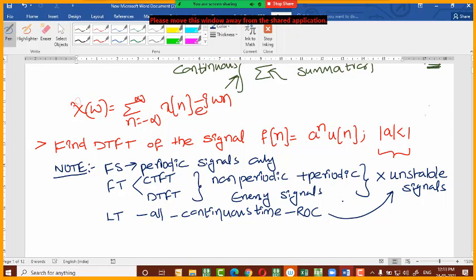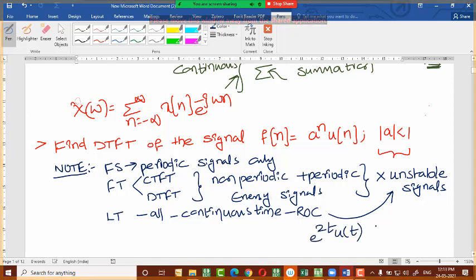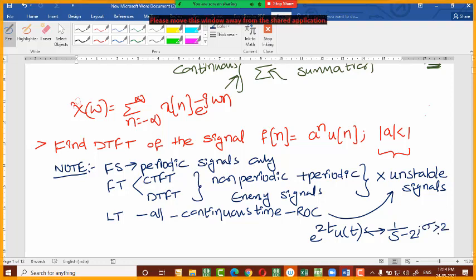For example, if you take e power 2t into u of t, it is like e power at into u of t. Its Laplace transform is given by 1 by s minus a, that means 1 by s minus 2, and sigma is greater than 2. With this condition only, this Laplace transform is valid. If you don't mention this ROC, this Laplace transform is invalid. As long as this condition is satisfied, the Laplace transform is available.